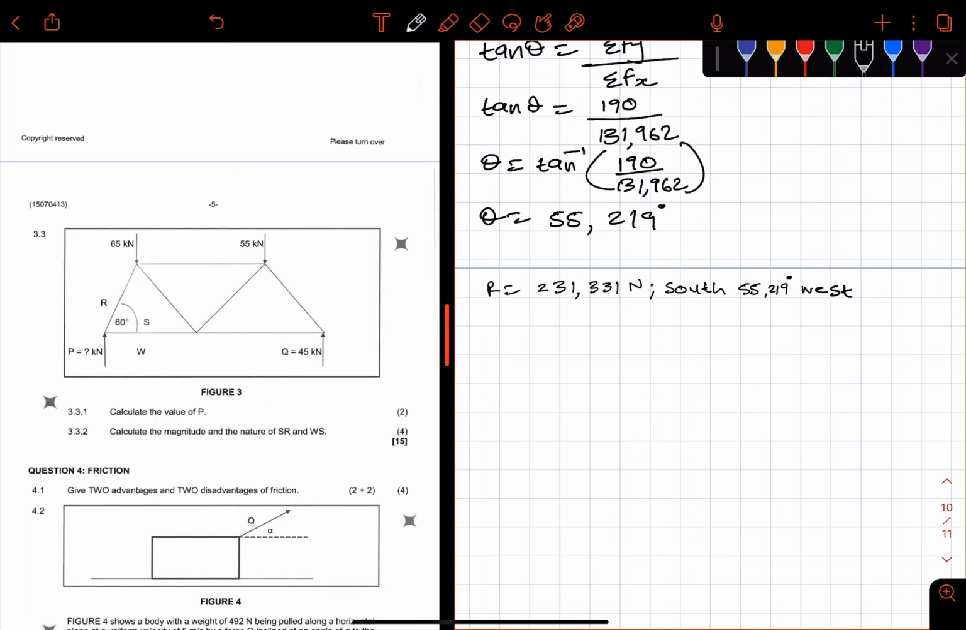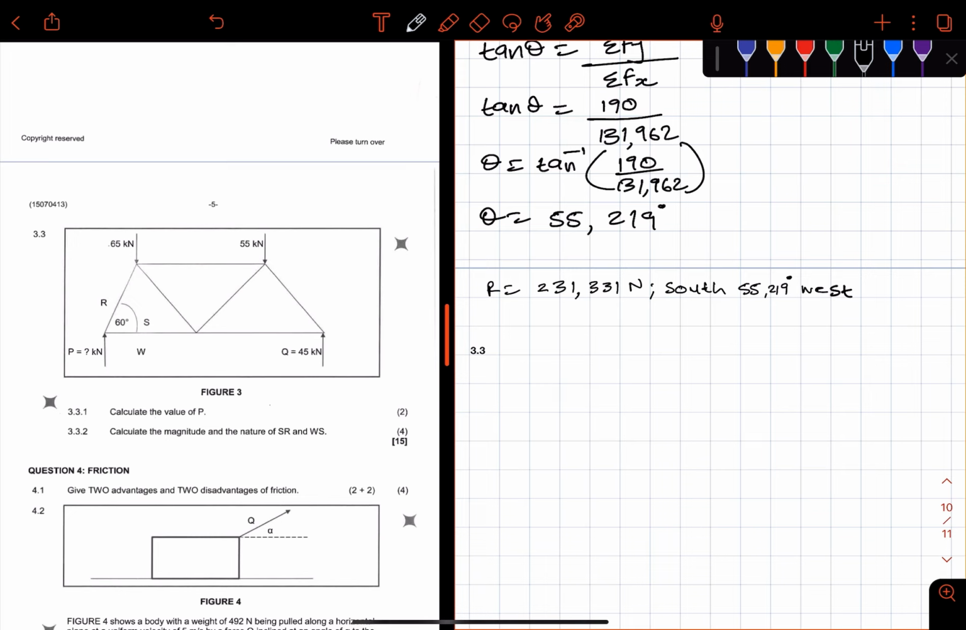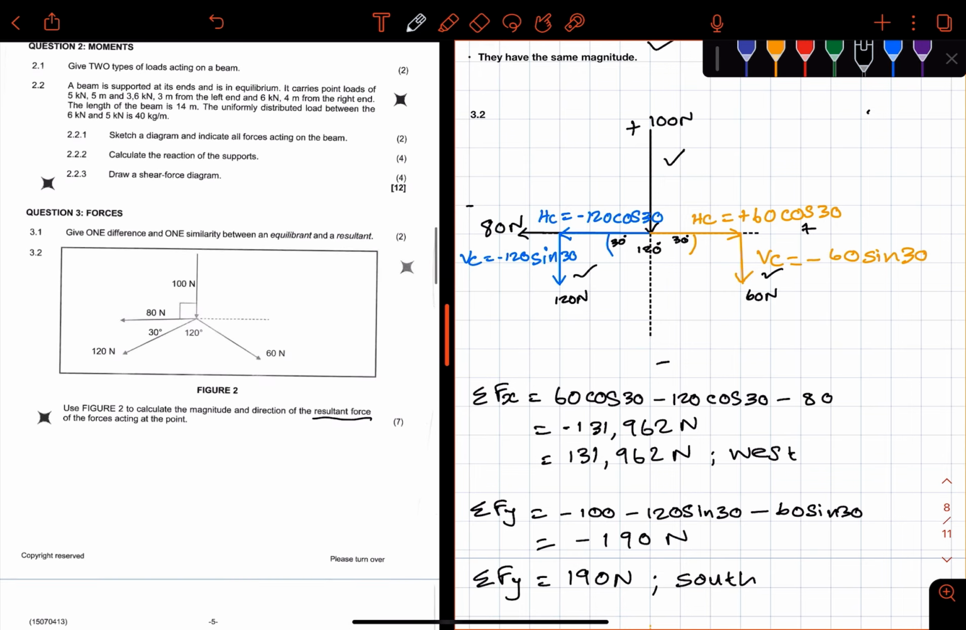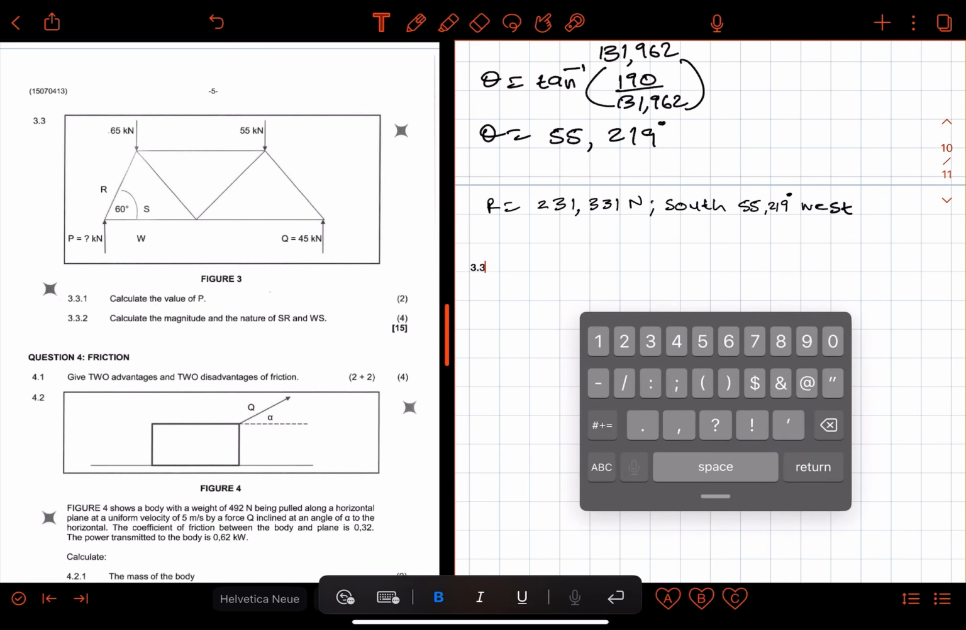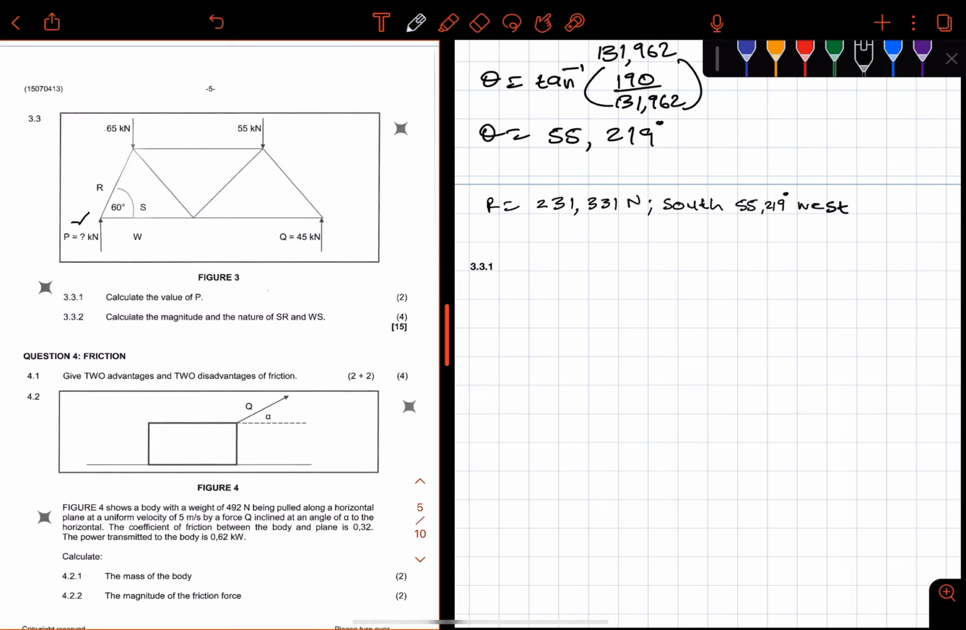So now we're going to look at question 3.3. 3.3 is based on roof trusses, right? So first 3.3.1. So we need to calculate the value of P. So we're looking for the value of P, right?